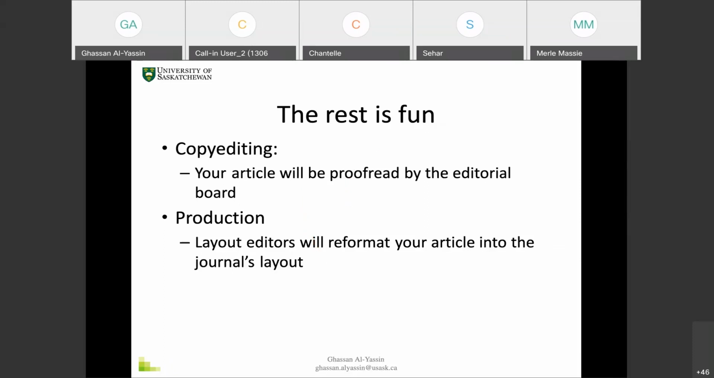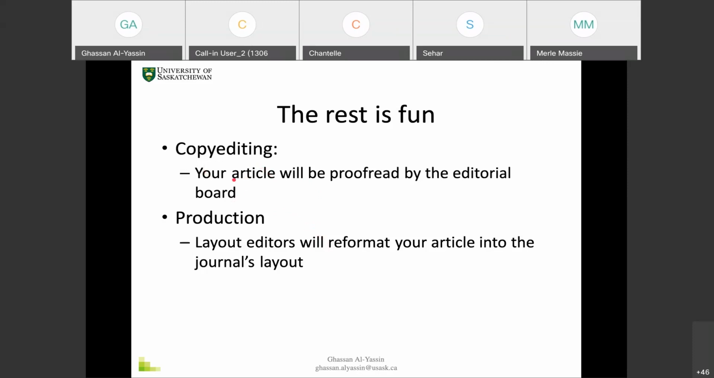Now the first 3 steps are done. The first 3 steps are the hardest part. If you've survived so far, you are in good shape and congratulations. So after the peer review, copy editing begins.